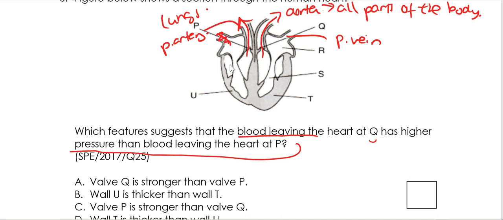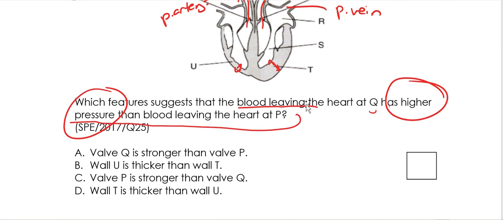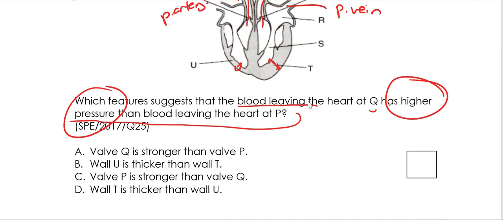Oh no, this one right here. This right here, anti-D that teacher erased, that's the Vena Cava right there. Okay. So we want to know about blood leaving at Q here to the aorta at higher pressure. So again, we look at the thickness of the walls. You can see that the thickness of T is a much thicker wall than U.